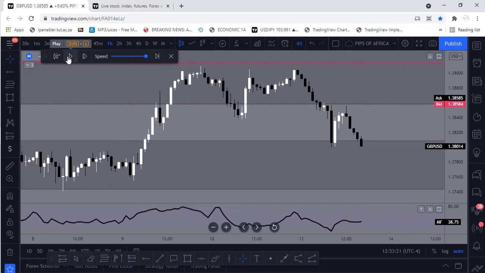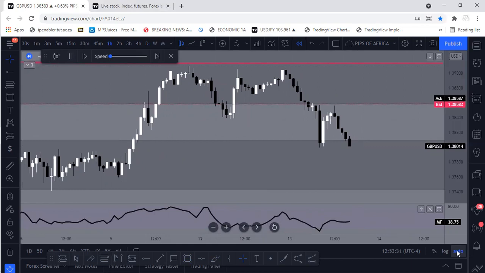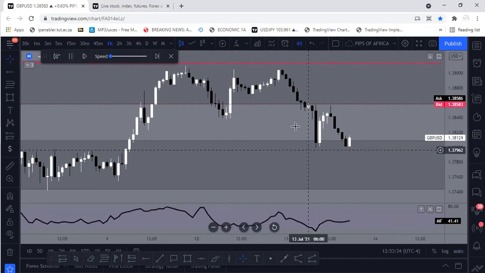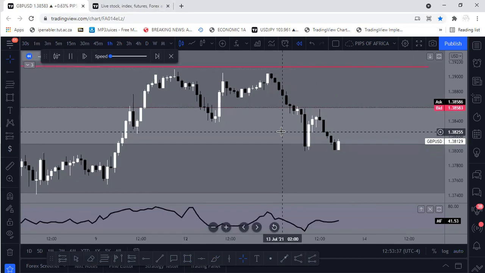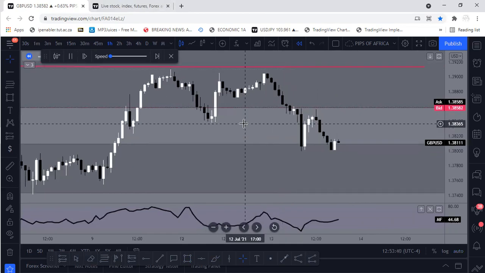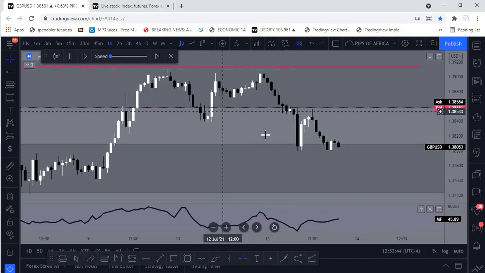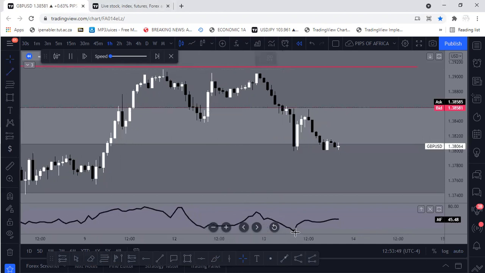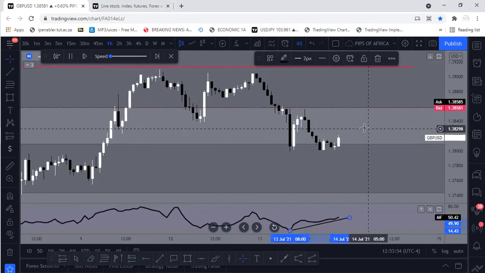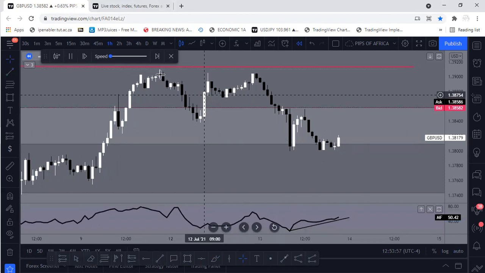So let's take a look at what is going to happen. This is the hourly chart. The RSI is already showing us something.